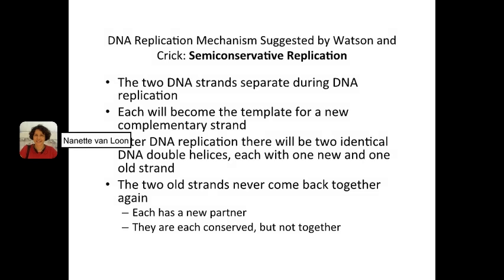The model that we just talked about is known as the semi-conservative DNA replication model. It was the one that was suggested by Watson and Crick in 1953. They said that the two DNA strands will separate during the process of DNA replication, and each of the strands becomes the template for a new complementary strand. Then after the process of replication is finished, there are going to be two identical double helices. Each one is going to have one new and one old strand.